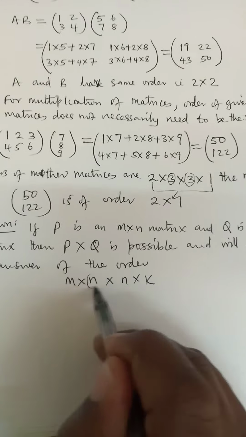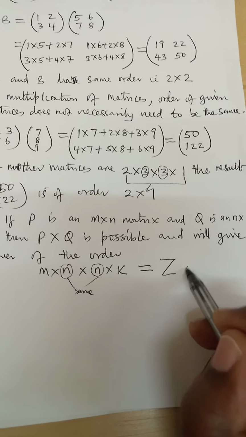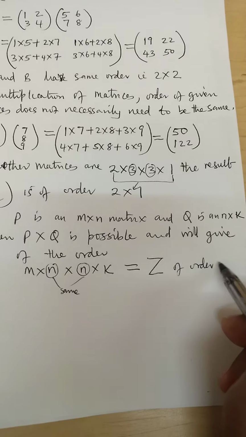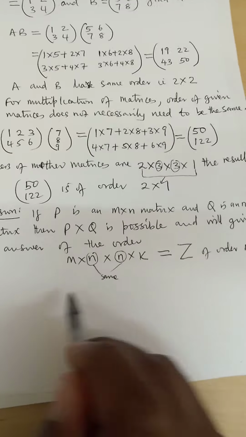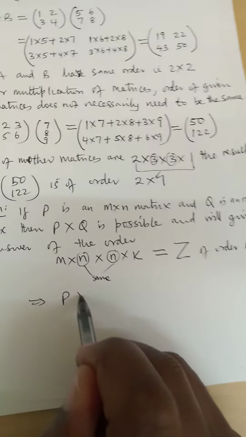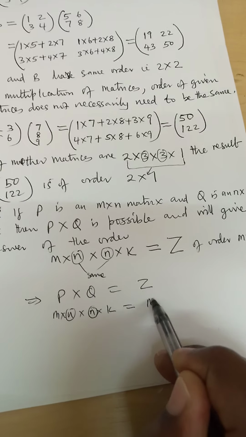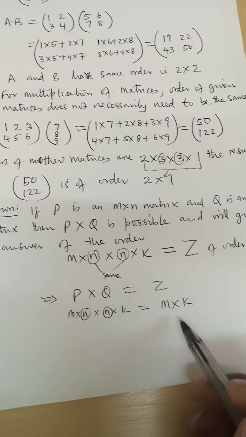This N, which is common, will be the same, as you can see, and the result, if I call it Z, will be of the order that is remaining, M by K. In other words, I'm saying that P times Q is equal to matrix Z, where P is an M by N and Q is an N by K. The part that is the same will cancel out to give us the matrix Z of that order.